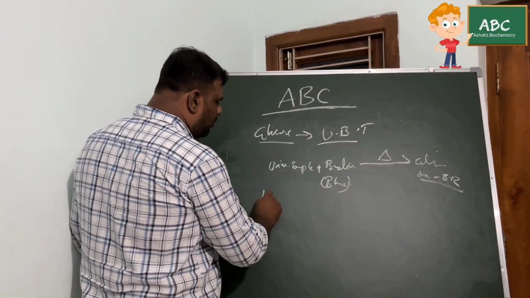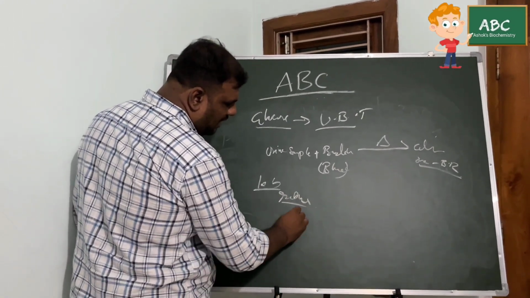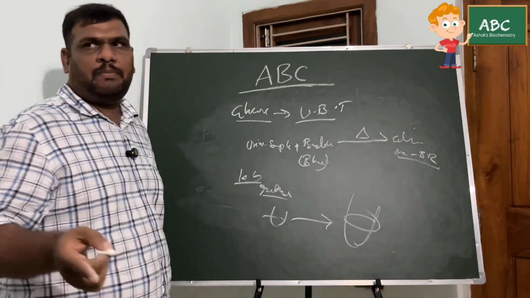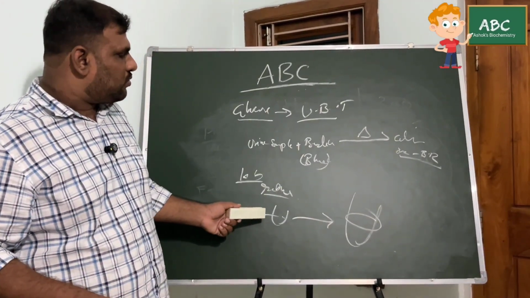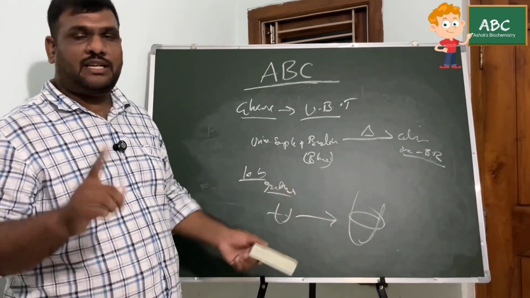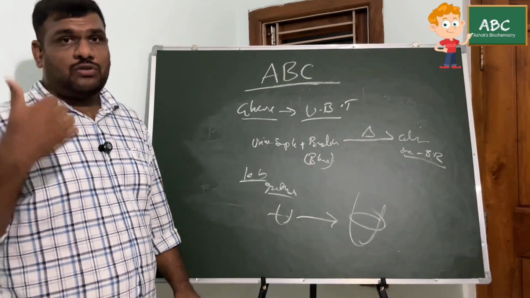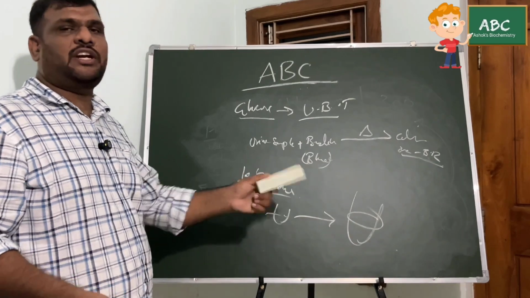If you're doing the ketone bodies, you can go with Rothera's test. When you do this, upon adding the acid, you can see a ring at the junction of two layers. That indicates the presence of ketone bodies. For Benzidine, you will have a bluish color. So when you're doing Benzidine for the blood, it will turn into a greenish blue color.